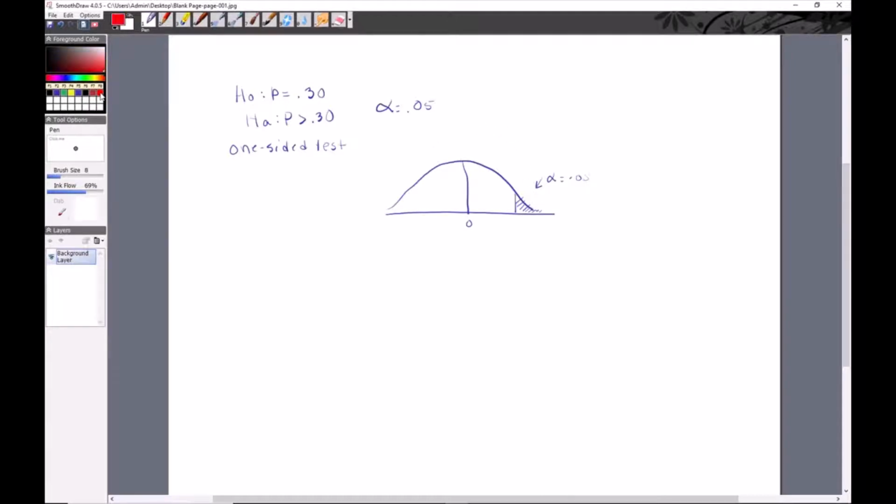And let's just say we run this test and we get a p-value, and that'll be equal to 0.03. All right, so that would put us right in here, and it would be entirely in the rejection region. So in a case like that, we would reject H0. So P is less than alpha. So results are significant, and we reject H0. Okay.